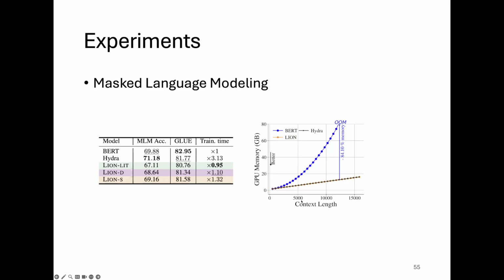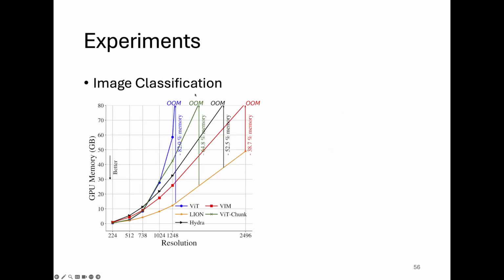But attention will result in a quadratic computation in between, and SSM results in linear computation. That's why we are seeing that, based on the context length, the memory is scaling linearly for Hydra and our Lion and RNN form, while for BERT, which is a softmax transformer, it is scaling quadratically. The same also holds for the image classification task, which we had also evaluated: Lion versus Vision Mamba, versus ViT, even ViT in the chunkwise form, and versus Hydra, which is a bidirectional Mamba.